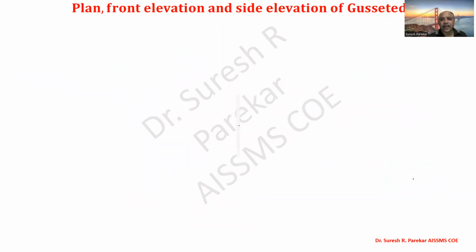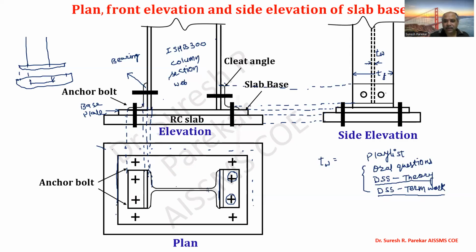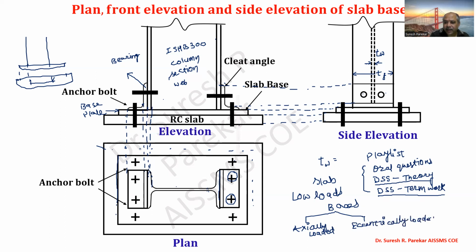Then we have plan, front elevation of gusseted base. Actually, these we are going to apply for low loads, that is slab base. So we actually have bases of first 2 types: one axially loaded, and the second eccentrically loaded. Then in axially loaded, we are going to have 2, that is slab base, and second we have gusseted base.